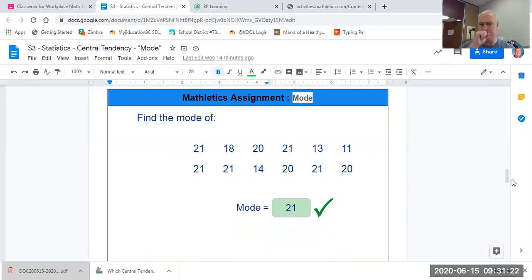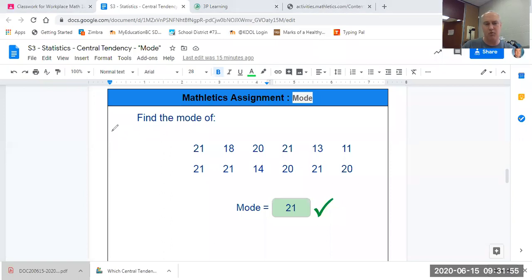Now let's take a look at the last Mathletics assignment and how you would do this. So last day we looked at median, and we looked at how you need to organize these in order to then determine the middle points, the middle 2 point values in that set of numbers. Now the mode, you don't really need to do that per se, but it's sometimes useful to organize it this way anyways, just so we can see very clearly which number occurs most frequently.